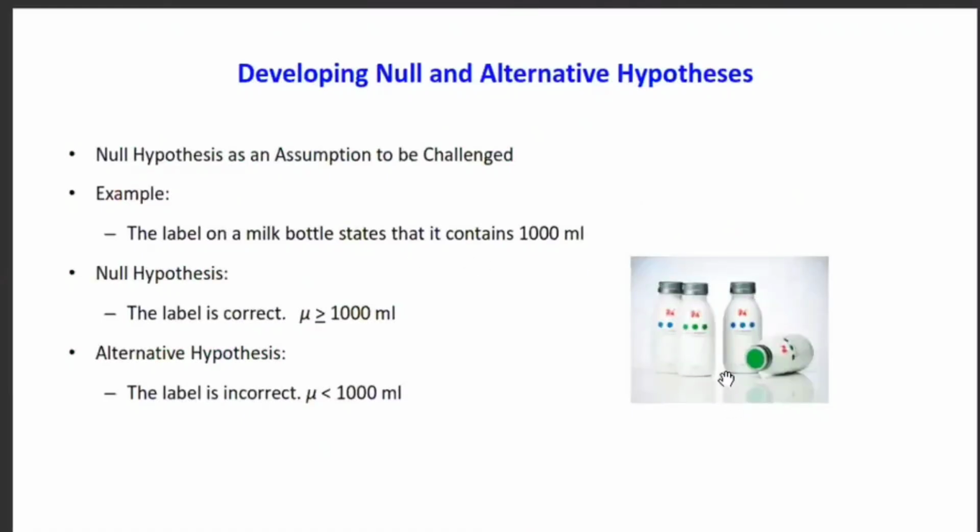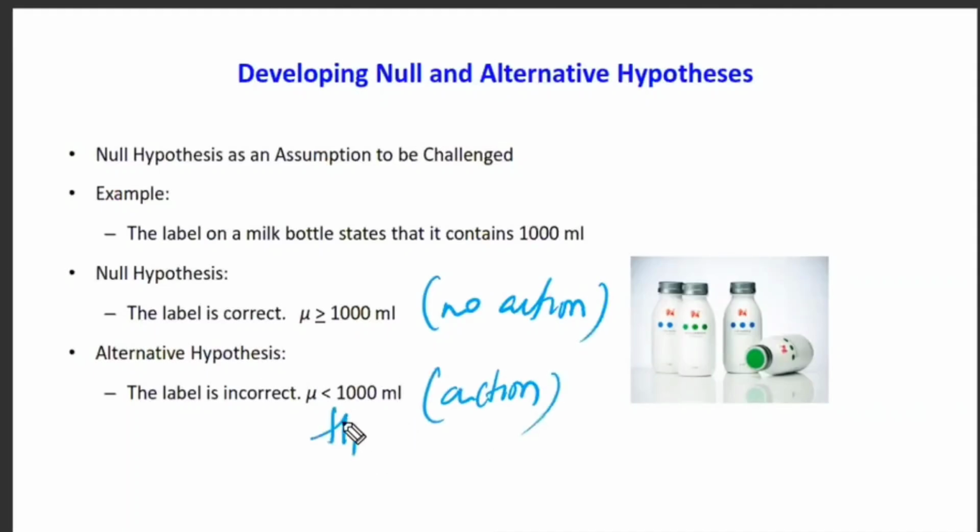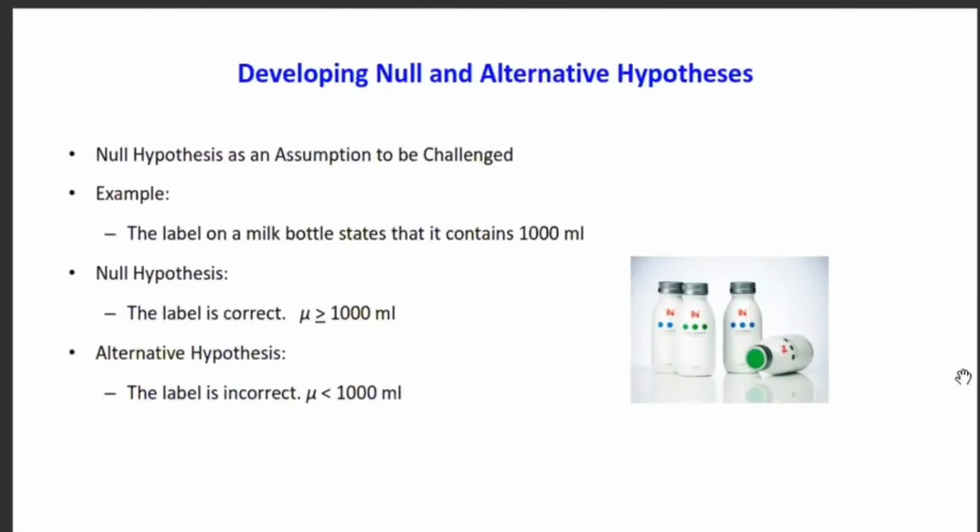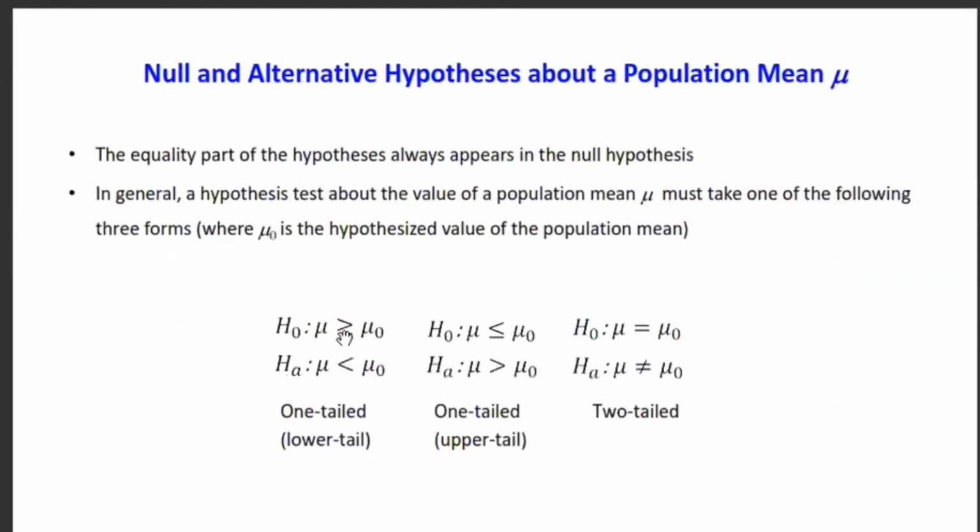With respect to a bottle, it is having 1000 ml, and you are checking from an inspector's perspective. If it is greater than or equal to 1000 ml, you will take no action. If it is less than 1000 ml, you will take the action. The one on which you take action is the alternate hypothesis, and the other is the null hypothesis.